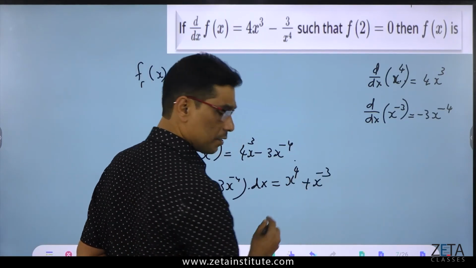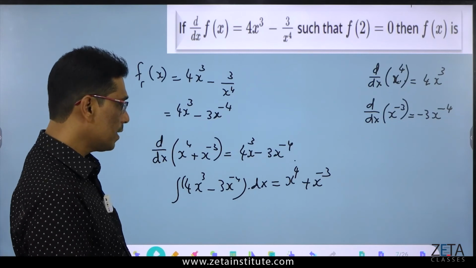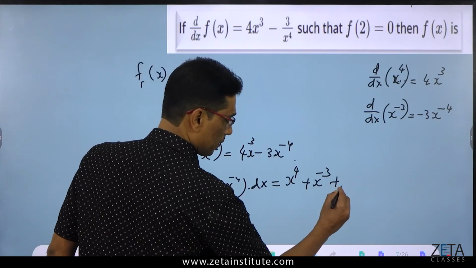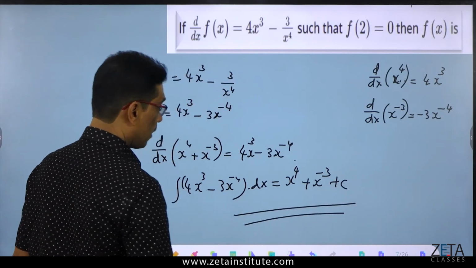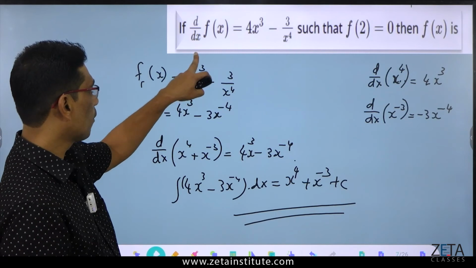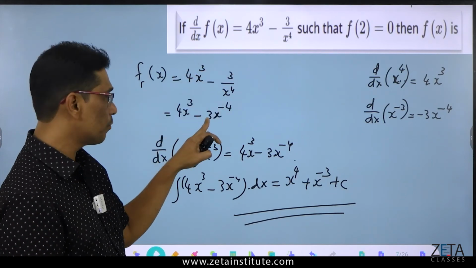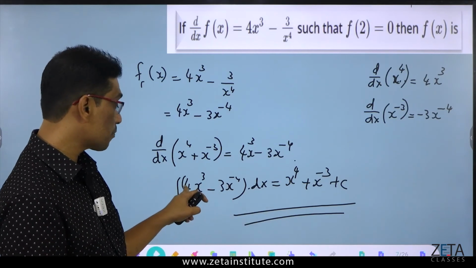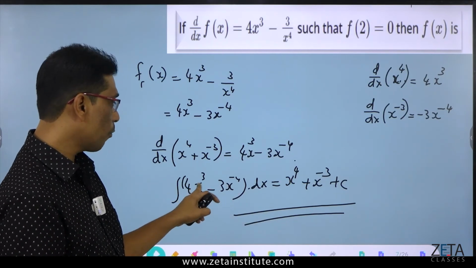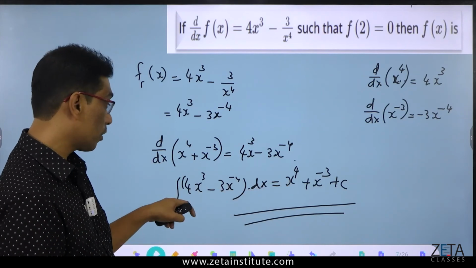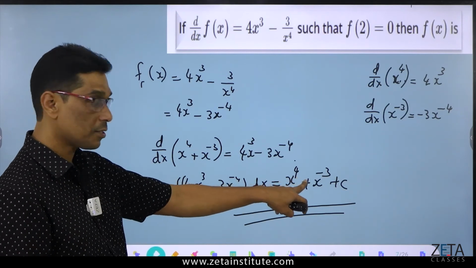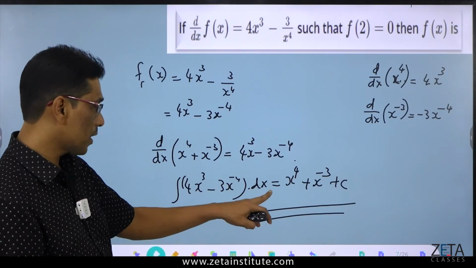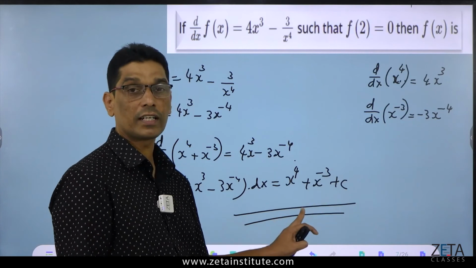Yes, it's clear, no confusion. So integrating, that's the answer we are getting, plus c. If you integrate 4x cube minus 3 by x raised to 4, you get x raised to 4 divided by 4, but the 4 gets cancelled because 4 is already here. Then x raised to minus 3 is there, and the 3 is also cancelled. So x raised to 4 plus x raised to minus 3 plus c is the final answer.